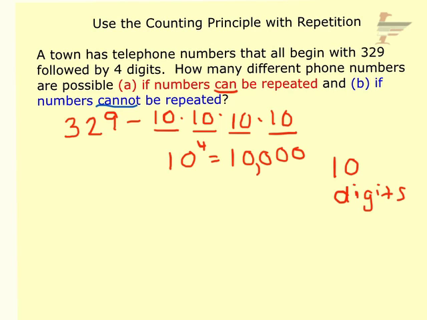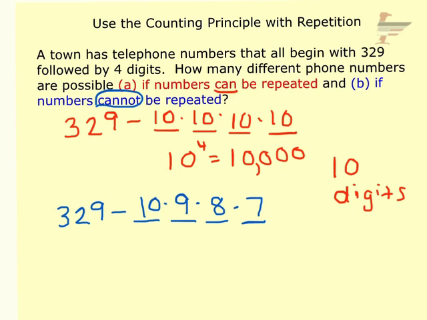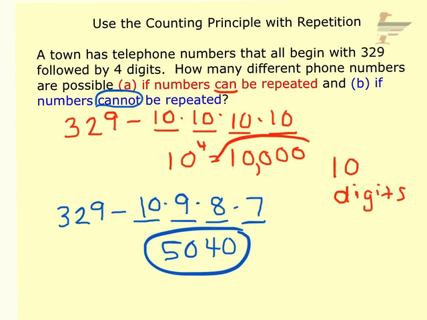Now, if they cannot be repeated, then my phone number is going to be 4 numbers, so I have 10 digits to choose from, but then I can't reuse that first digit, so I only have 9 to choose from, and then I can't reuse the 2 previous, so I'm down to 8, and then I can't reuse the 3 previous, so I'm down to 7 numbers to choose from. And if I multiply all of those together, you get 5,040 different phone numbers. So again, the first one was, I could repeat those, so 10 times 10 times 10, and then in the second option I couldn't repeat them, so it went down 1 digit each time.